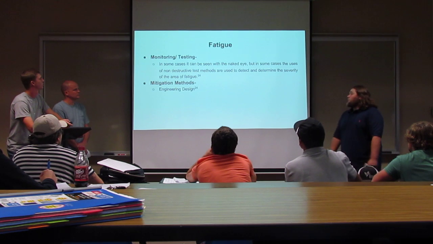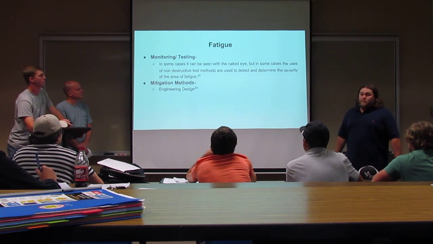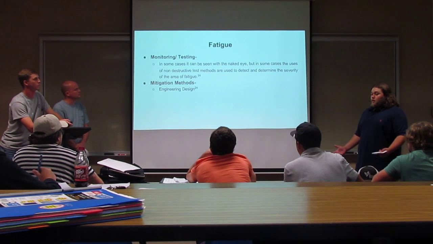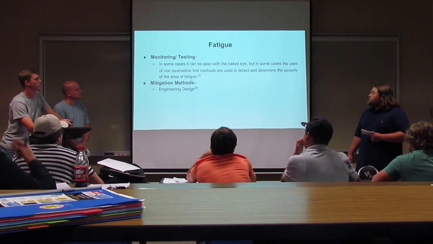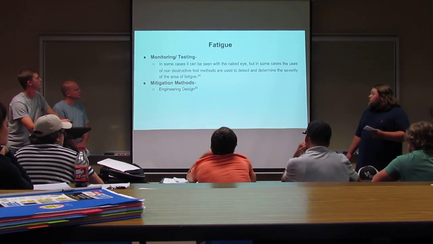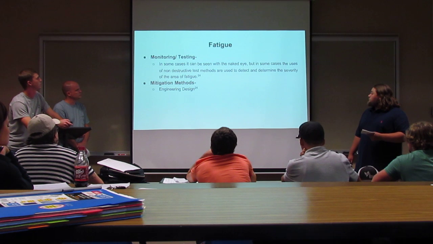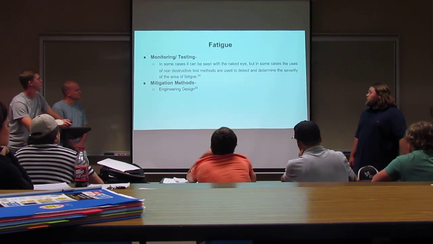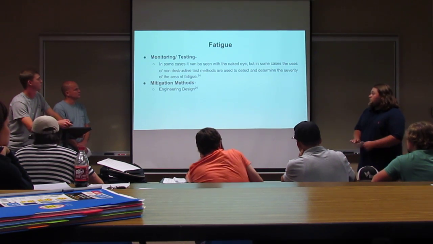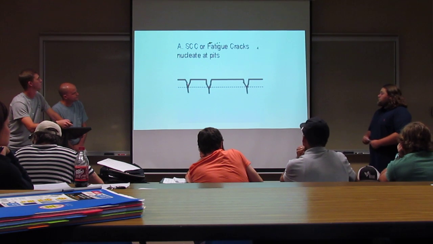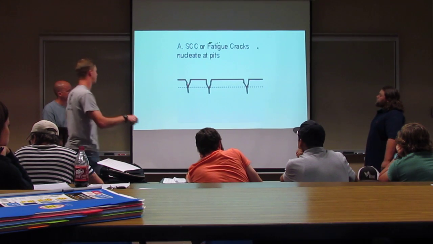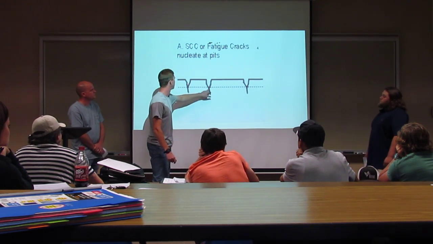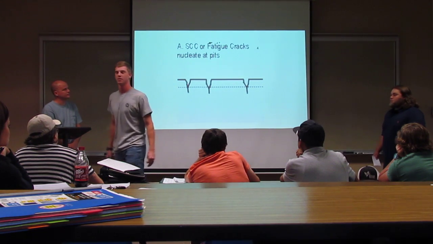Monitoring and testing: in some cases it can be seen with the naked eye. Sometimes you can see it if it's a big enough crack from the fatigue. Non-destructive test methods are used to detect and determine the severity of the area of fatigue. Mitigation methods: engineered design. And you see how this one doesn't have the forks, I guess you could say. It doesn't split whenever it comes down like the corrosion fatigue does.